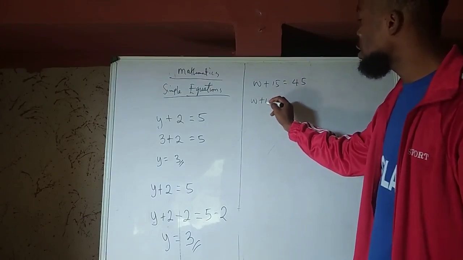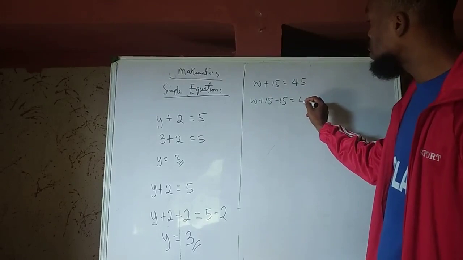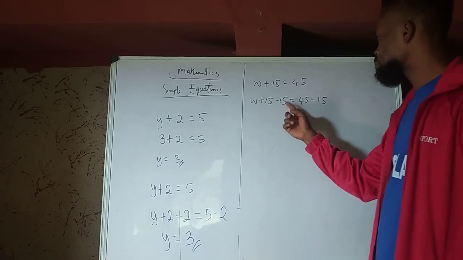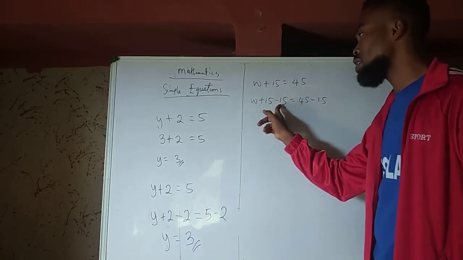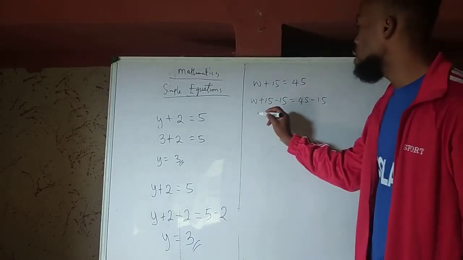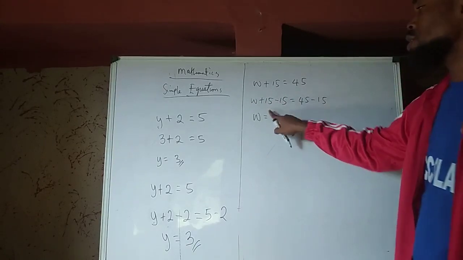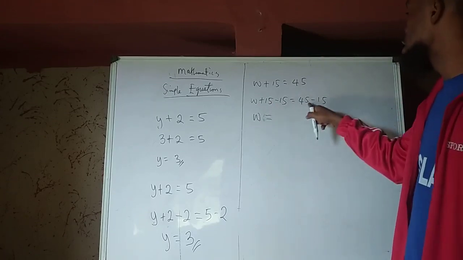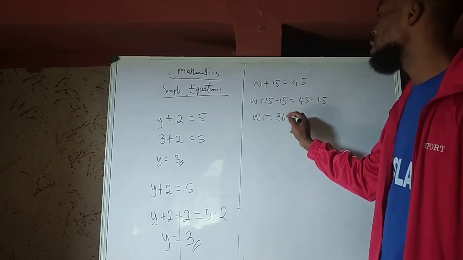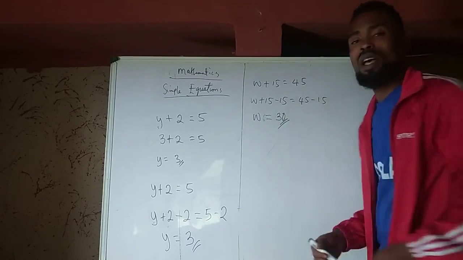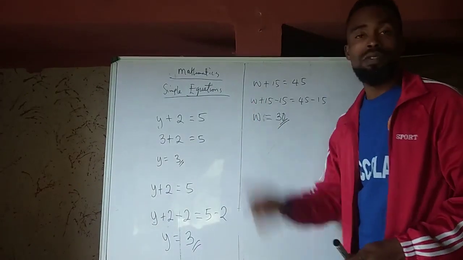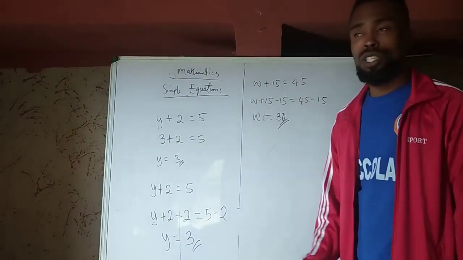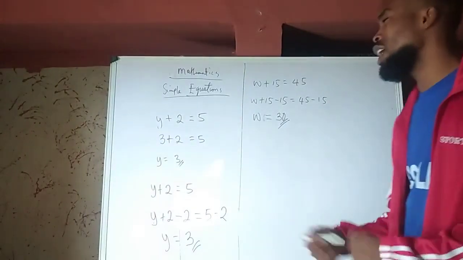So this is going to be w plus 15 minus 15 equals 45 minus 15. The reason I had to subtract 15 from here is because I want w to stand alone. 15 minus 15 is 0, so I have achieved my aim of making w stand alone. 45 minus 15 here is going to become 30. So that means w has been 30 all this time, so that when I add it to 15, I get 45. That's the simple logic about simple equations involving algebra.